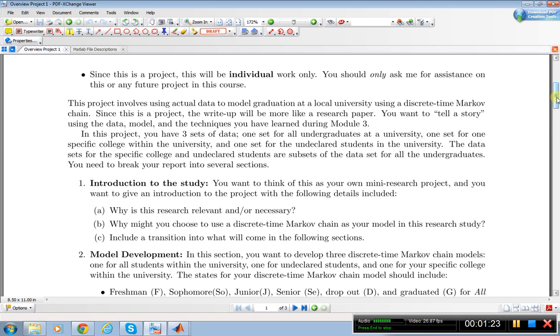One of the first things I want to point out is that all projects are individual work. So on assignments, I allow you to work with other people. Projects, however, are all individual work. The only person that you can ask for assistance is myself.